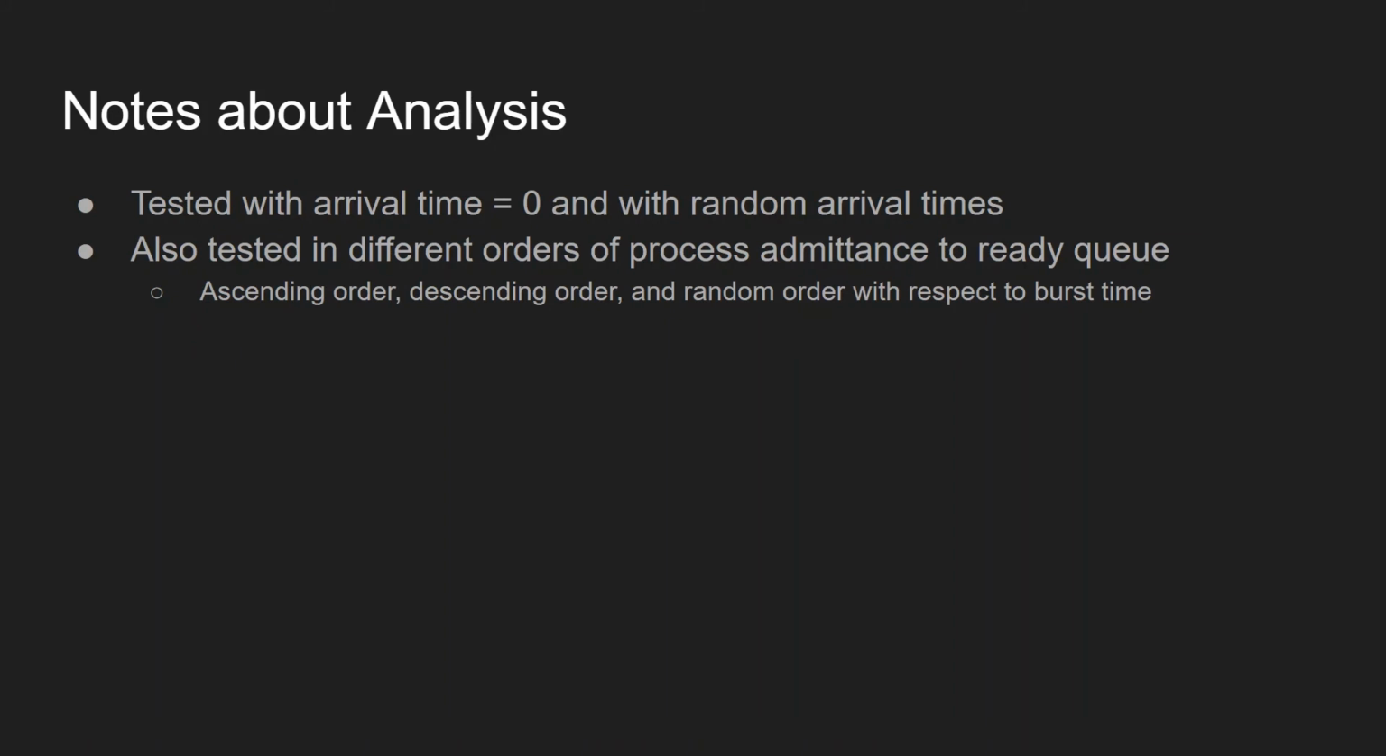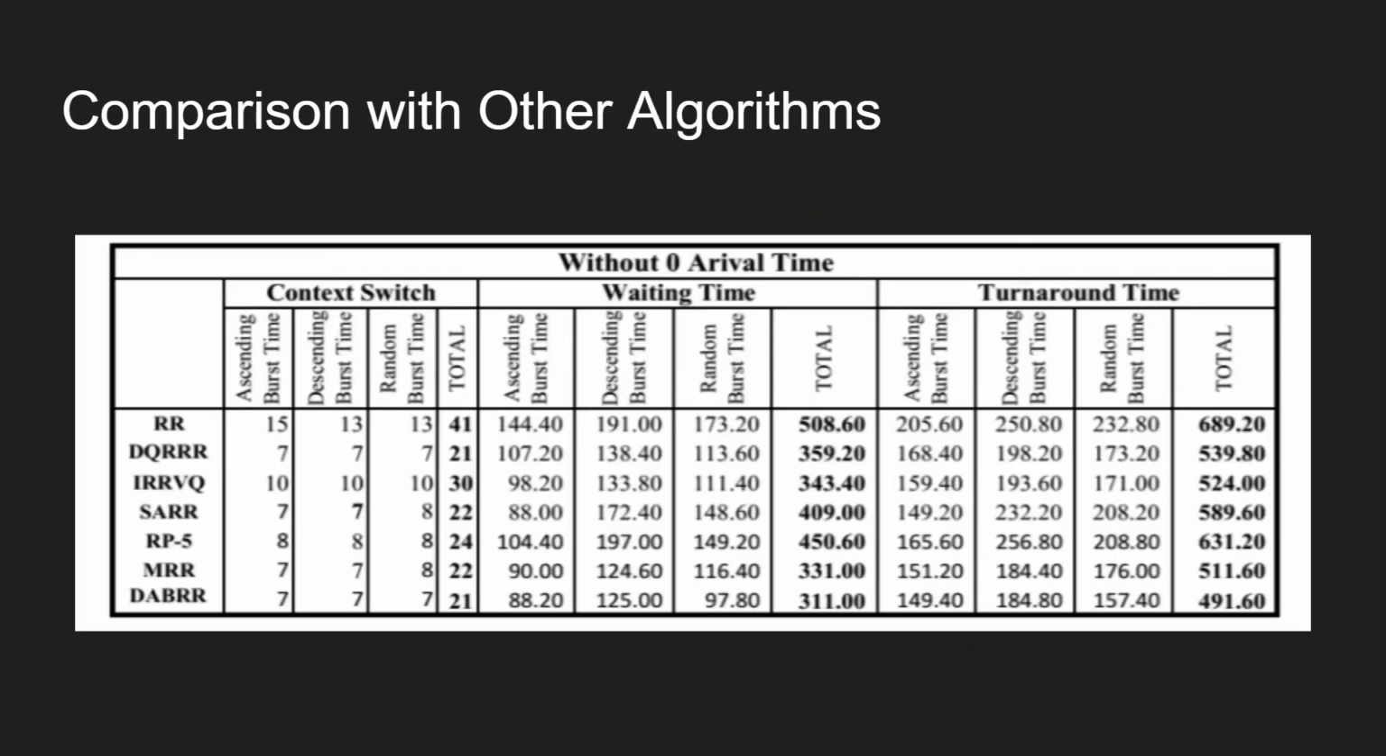Just some notes about analysis. They test it similarly to the second paper. They test it with arrival time equal to 0, as well as with random arrival times. It's also tested in different orders of process admittance: again ascending, descending, and random order with respect to burst time.